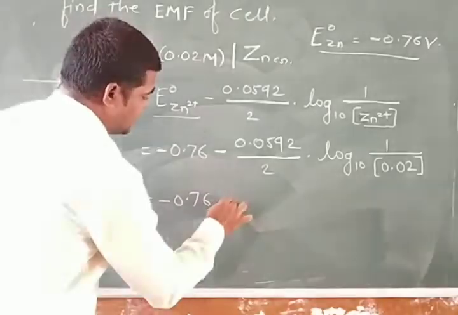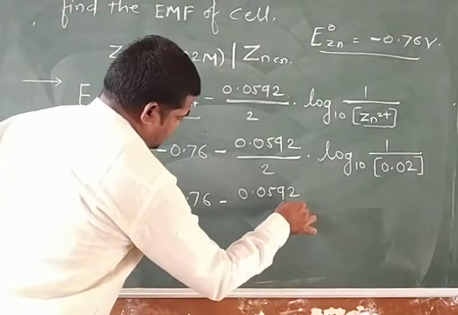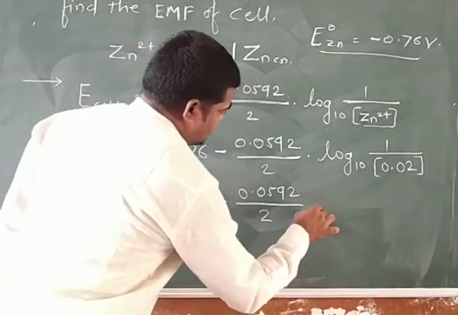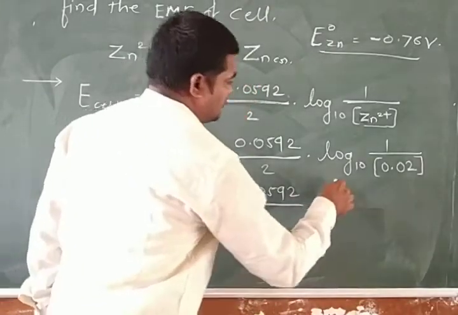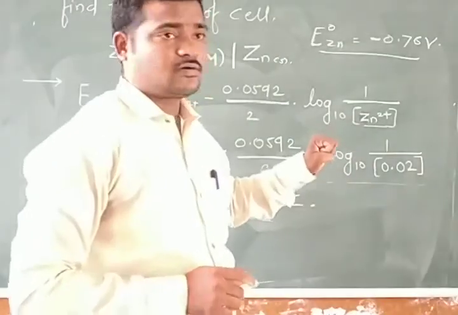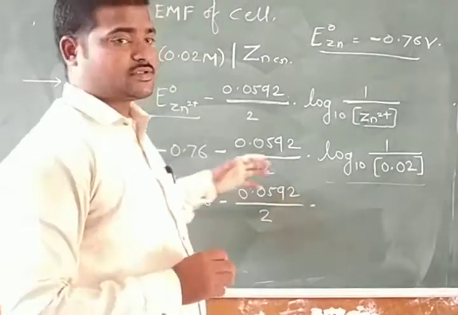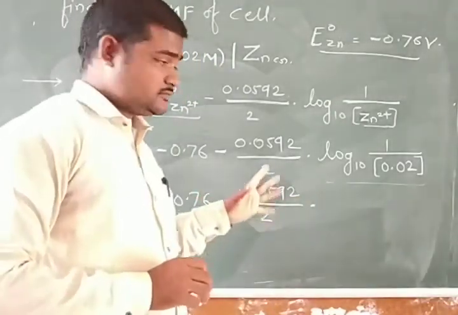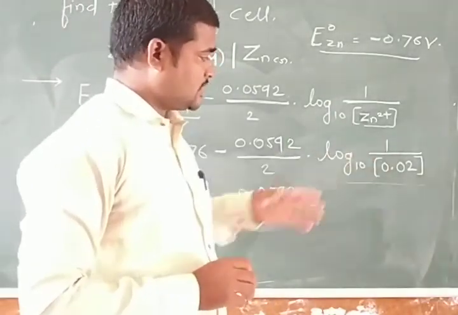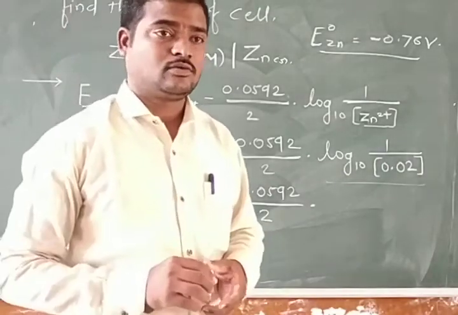I will write as it is 0.0592 divided by 2. And students, first of all you have to solve this side, that is the log of the corresponding value. First we will solve here log to the base 10 of 1 upon 0.02.